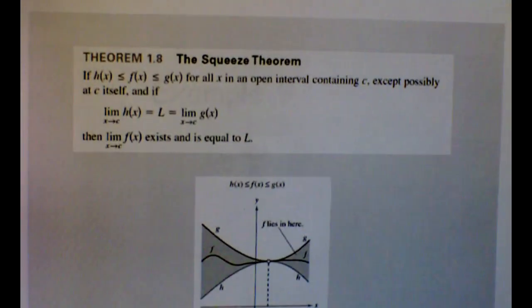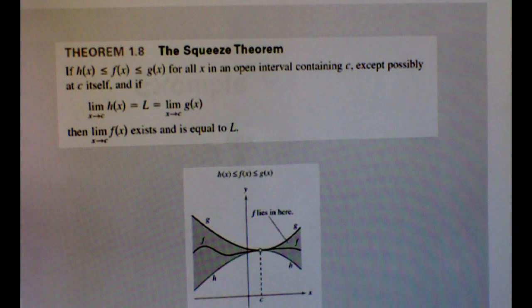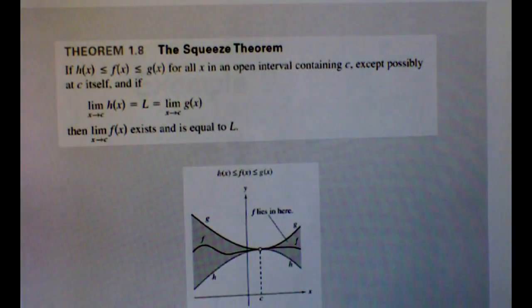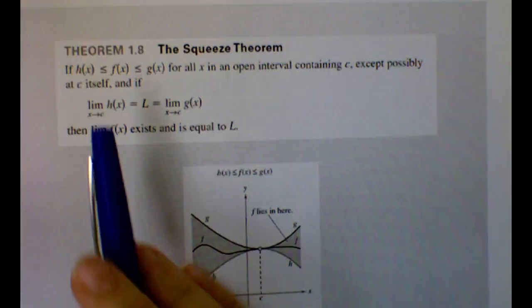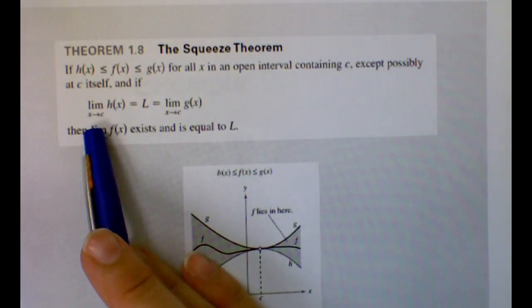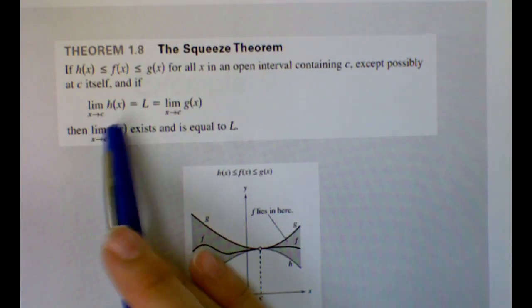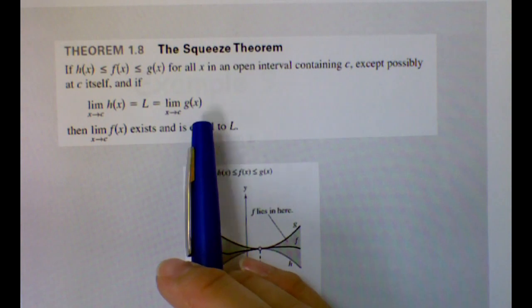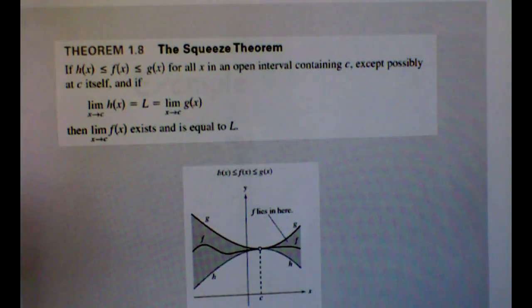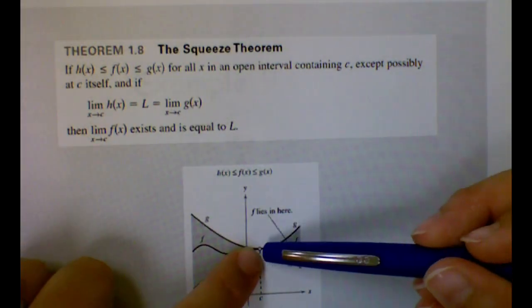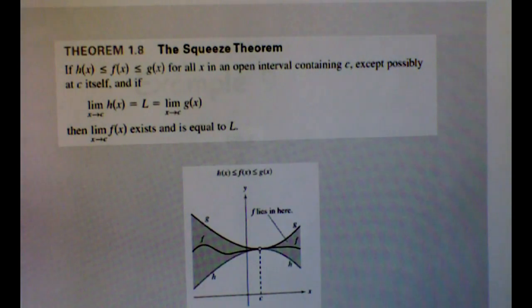And now that brings us to something called the squeeze theorem. The squeeze theorem basically says that f of x is between two functions, h of x and g of x, for all x in an open interval containing c, except possibly at c itself. So basically I'm telling you, f of x is in between h and g in this interval. If the limit as x approaches c of h of x is equal to L, and that's also the limit as x approaches c of g of x, then if I squeeze my function in between those two, well then there's nowhere else for it to be except L.